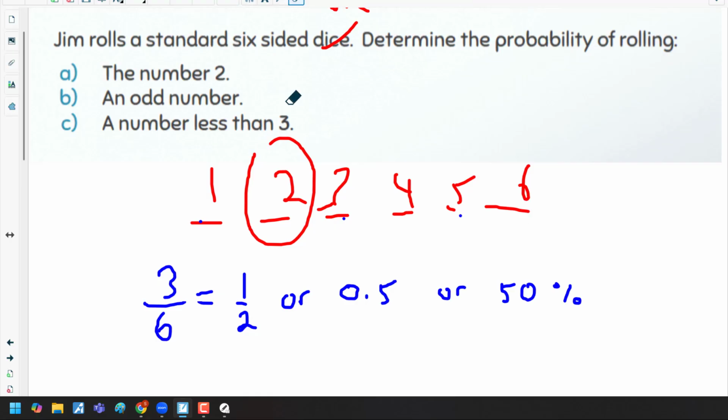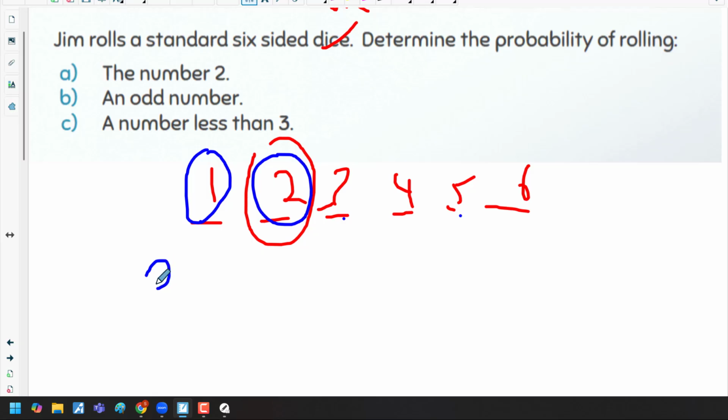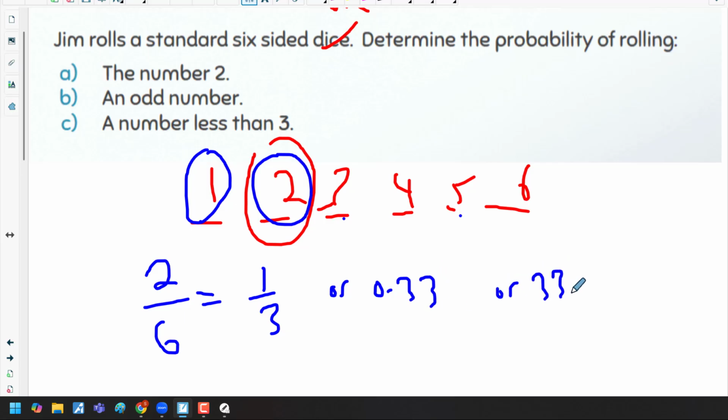A number less than 3. How many numbers are less than 3? Well, there's only 2 numbers less than 3, 1 and 2. The answer is 2 over 6. Any other number would not be less than 3. So that's going to be a fraction of 1/3, or 0.33, or 33%. And that's how you do this.